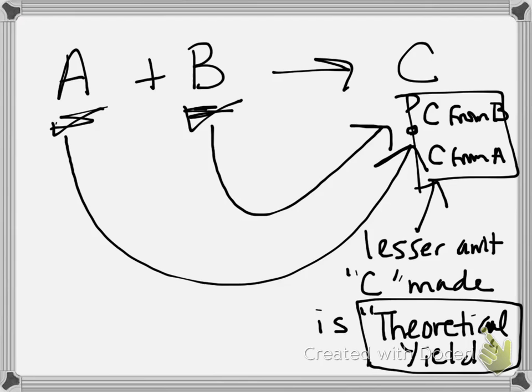It's the amount that you theoretically could make if all of the reaction went to completion. Whichever the lower yield is, that reagent that made the lower yield is called the limiting reagent, and the other one's in excess. So let's look at some problems where you can really apply this terminology and understand how to solve some problems.